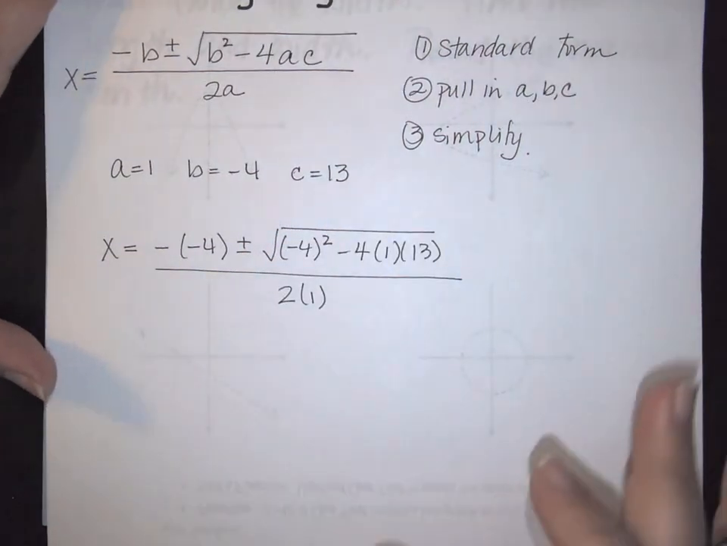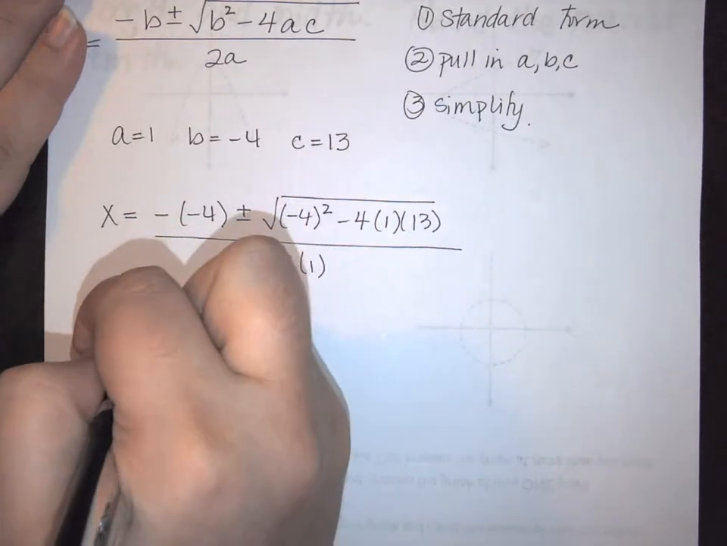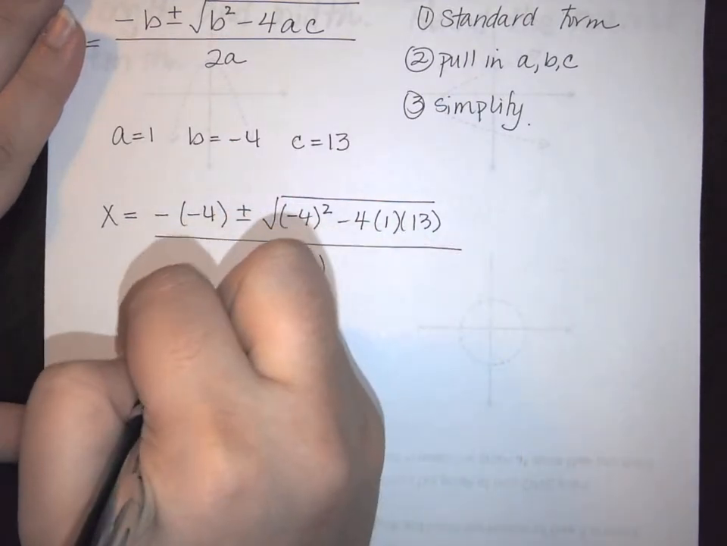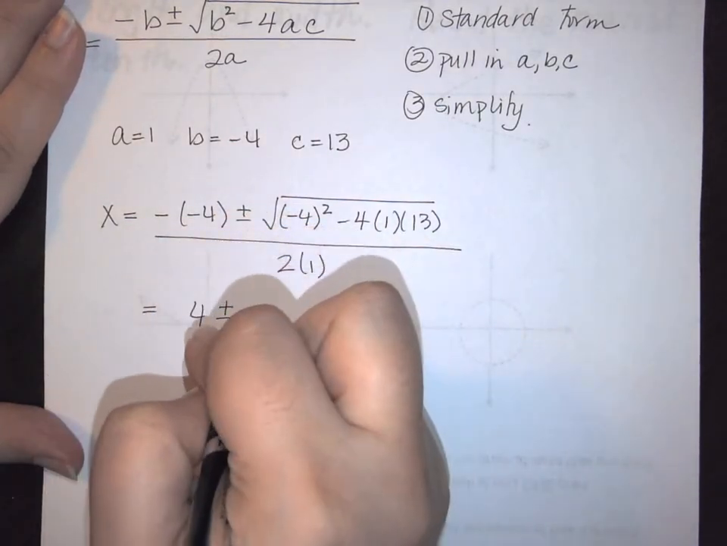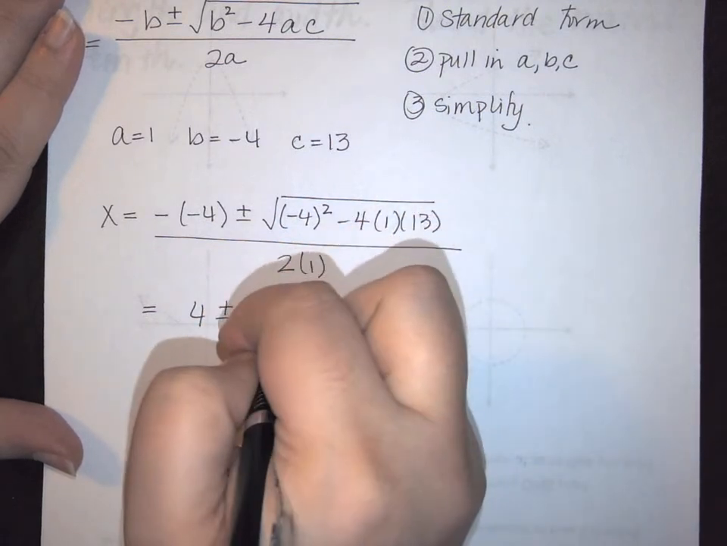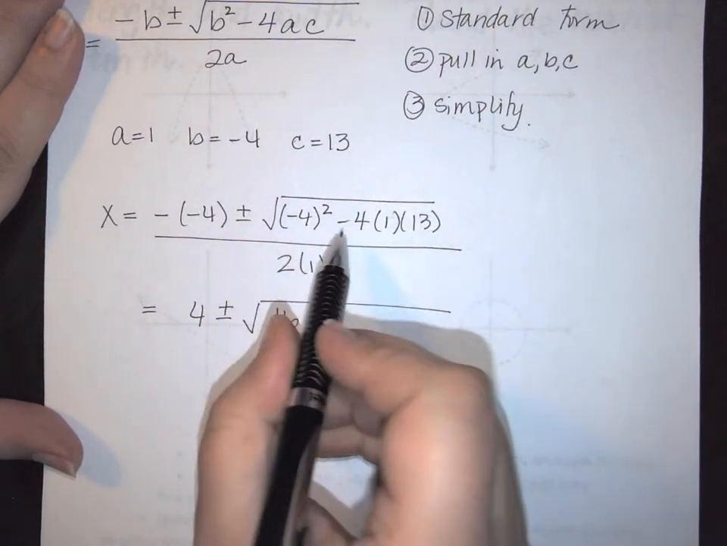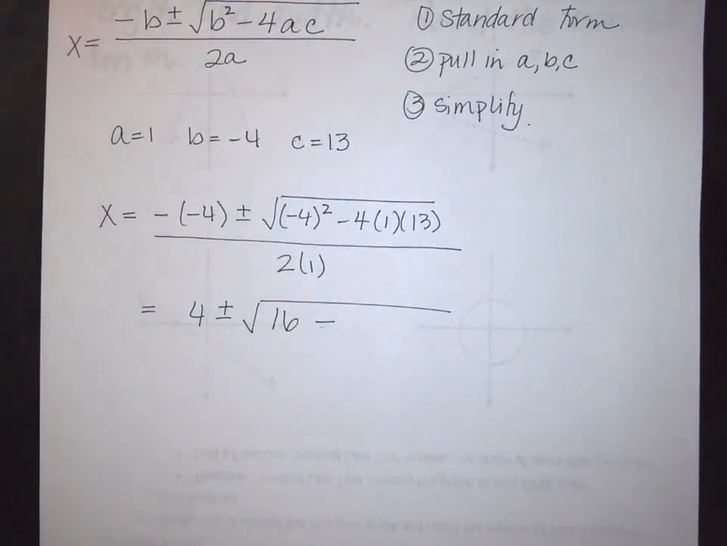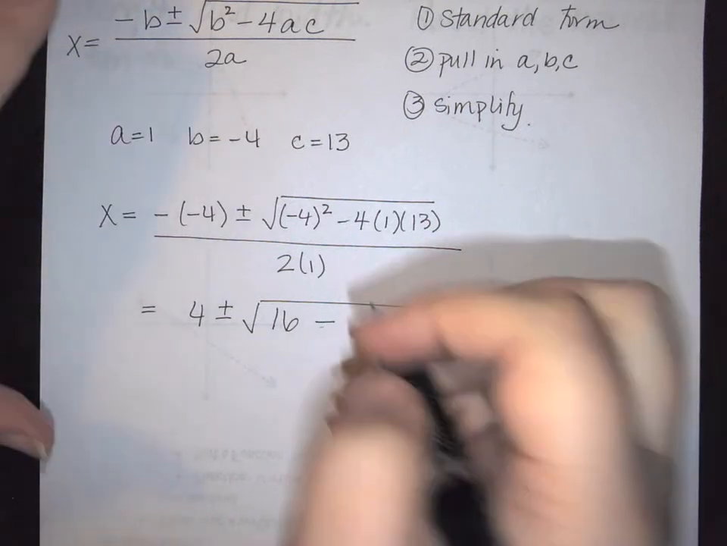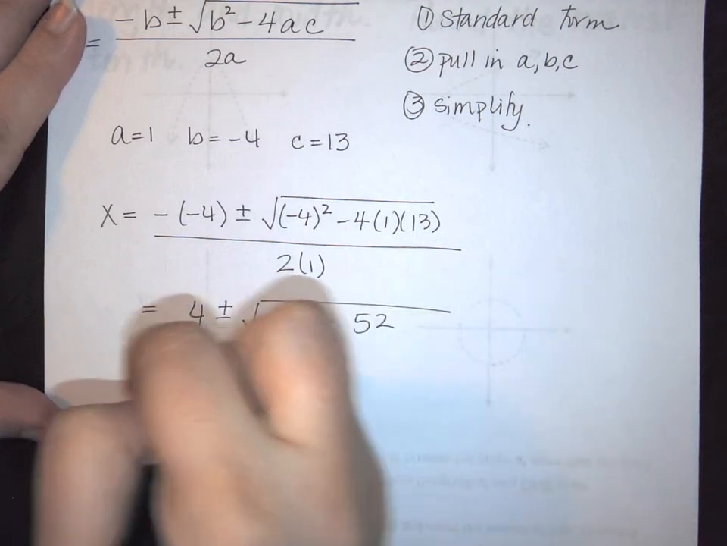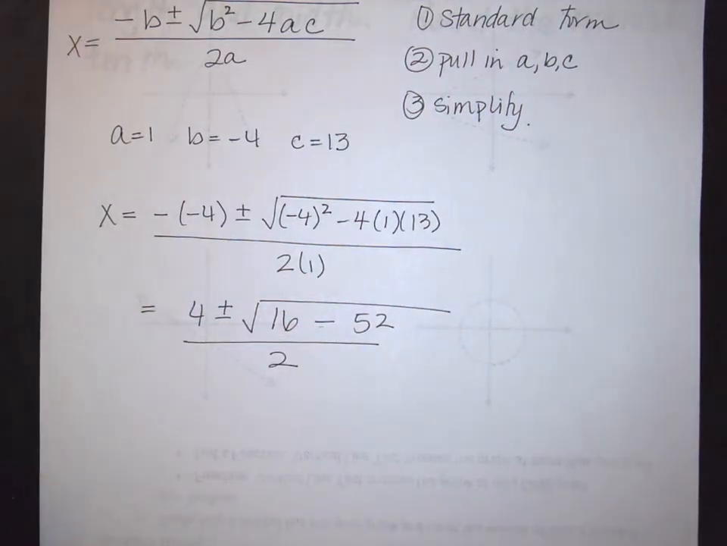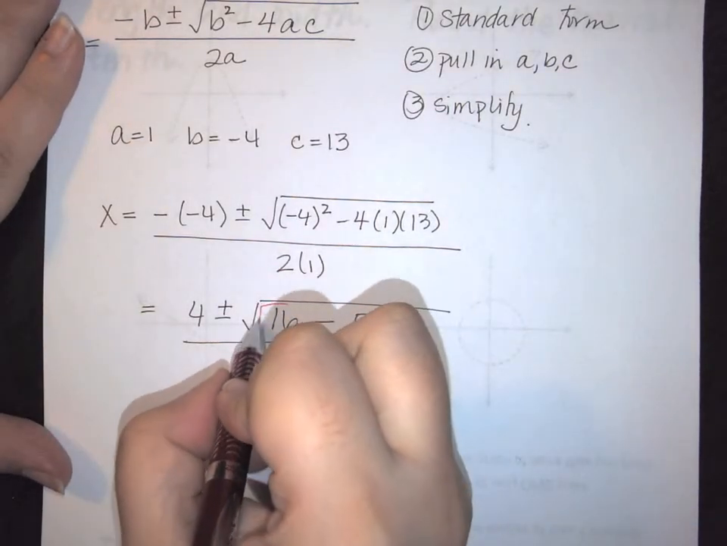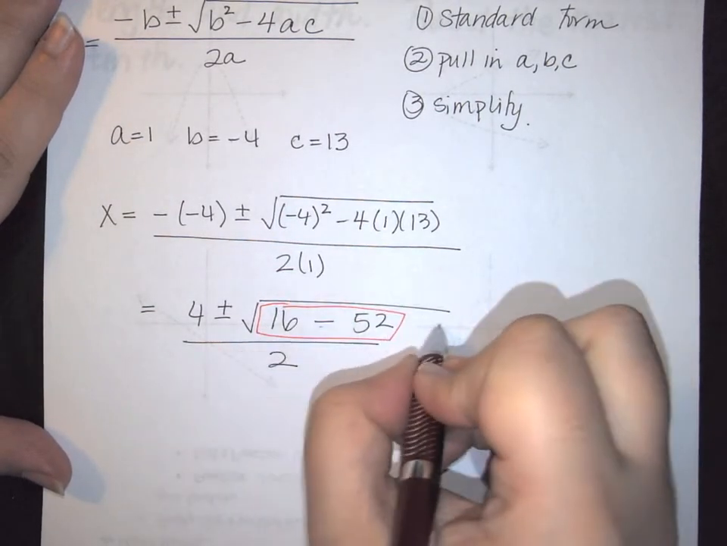Now we need to simplify each part. So in this case, negative and negative is positive. 4 plus or minus the square root. So 4 squared is 16. I have minus positive positive, so this is negative. And I have 4 times 13, which is going to be my 52. So this is minus 52, and the whole thing is over 2. In this case, what you need to do is we need to take these values in here, and we want to simplify.